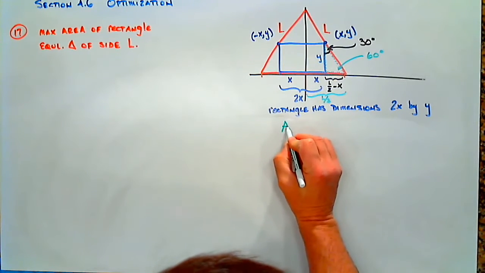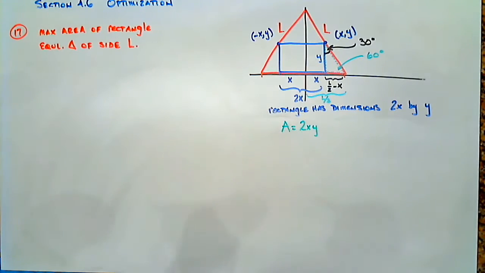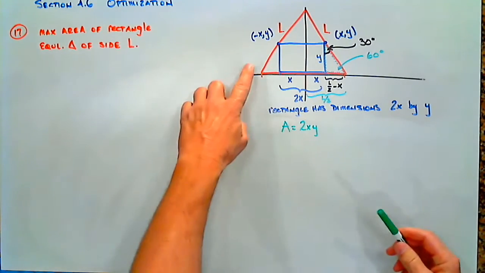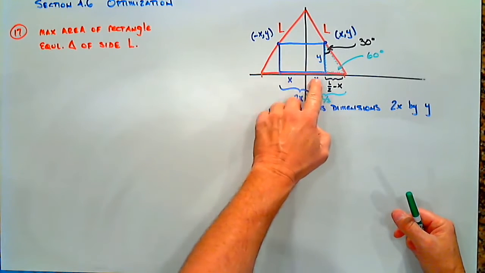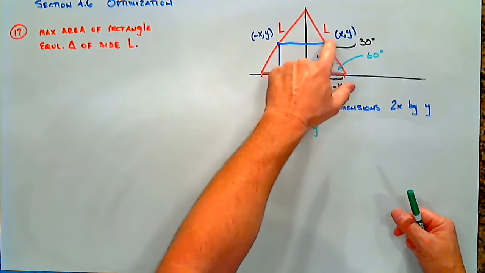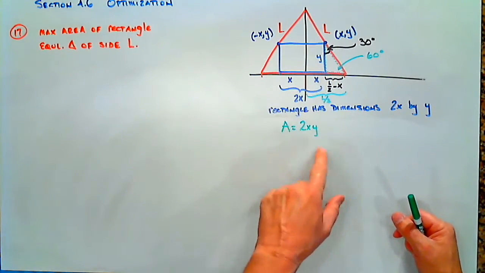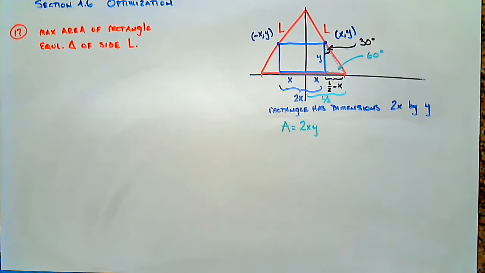So we need a formula for the area of a rectangle. And so the area here is 2x times y. Why is it 2x times y? Well, if we take a look at our rectangle, each half here is x. So that side is 2x. The height, this is the point (x, y) right here. So the height is y. So we have an area of 2xy.